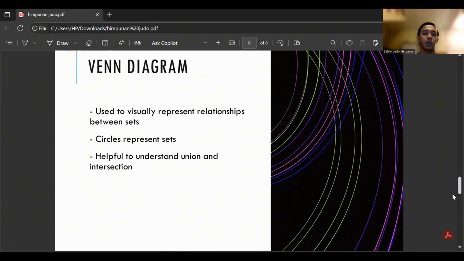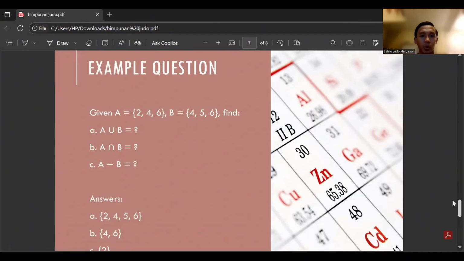Venn diagram. This visually represents relationships between sets. Circles represent sets, helpful for understanding union and intersection. Next, example question: given A is 2, 4, 6 and B is 4, 5, 6. Fine, let's go to the answer.